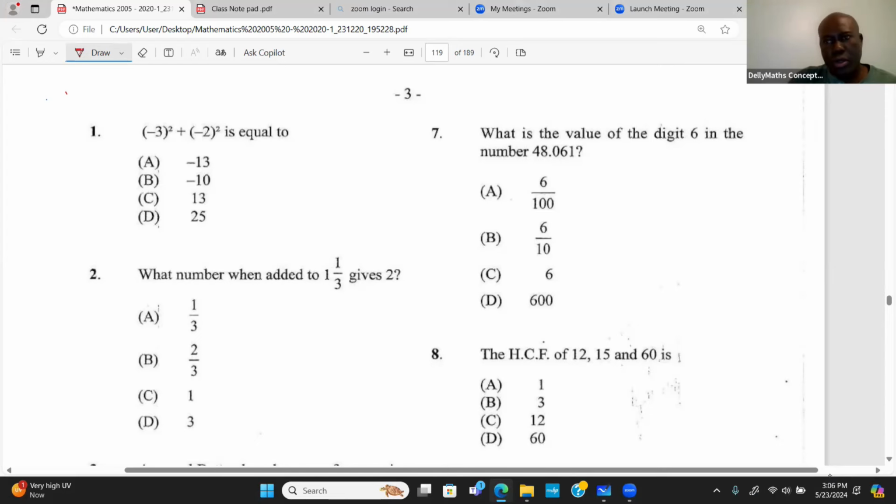Let us go. Question one says negative 3 squared plus negative 2 squared is equal to what? Anything squared is positive. So negative 3 squared is positive 9, plus negative 2 squared is positive 4. And the answer is 9 plus 4, which is positive 13. So bear in mind that every single thing that is squared is always positive, right? All right, let's take a look at number two.